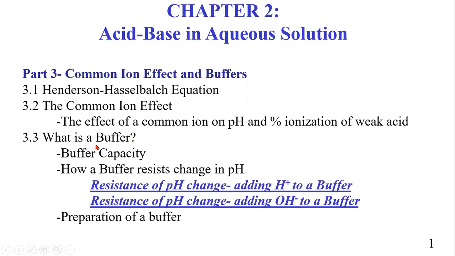And then we're going to look at what buffers are. We're going to look at the buffer capacity and how a buffer resists the change in pH. And finally, we're going to look at some examples of how to prepare a buffer solution.